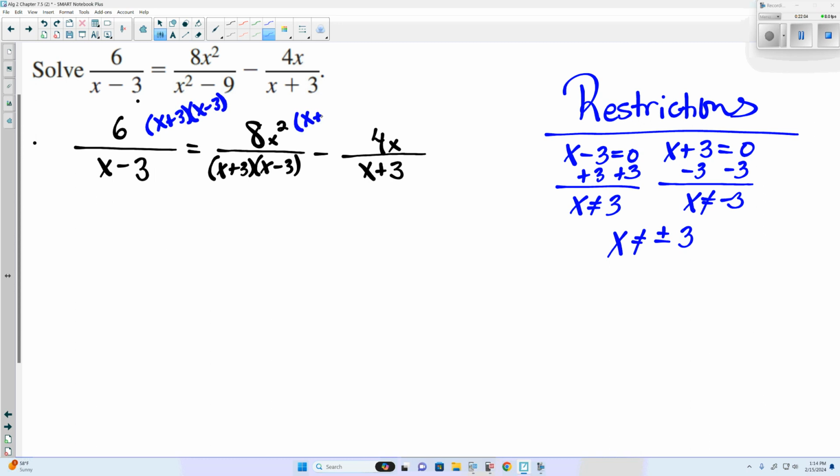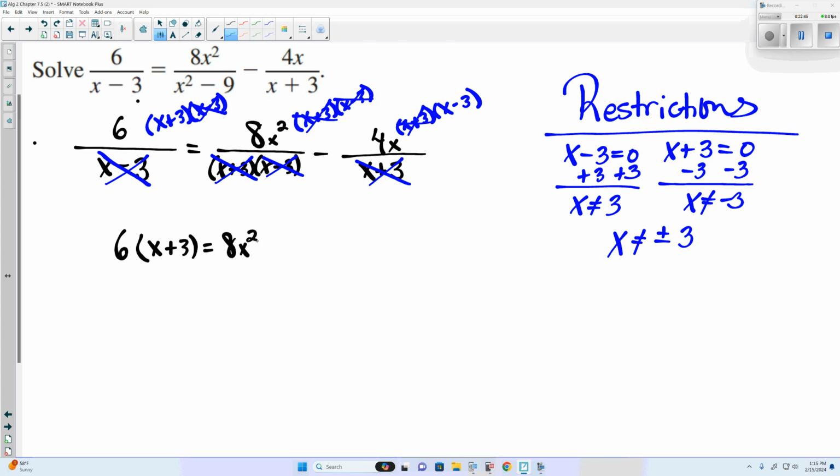So we can start off with x plus 3 and x minus 3, and see if we need anything else. Because in the first expression, the x minus 3 would cancel. Our middle term, the x minus 3 would cancel. X plus 3 would cancel. And our last one, x plus 3 and x plus 3 would cancel. And that does reduce out every denominator, leaving us with 6 times x plus 3 is equal to 8x squared times nothing. There wasn't anything left over. Minus x minus 3, yes.